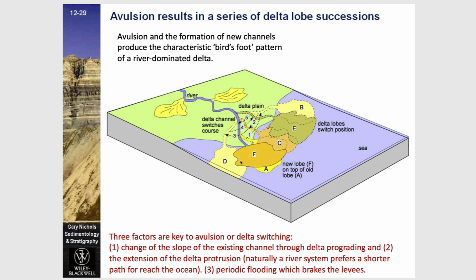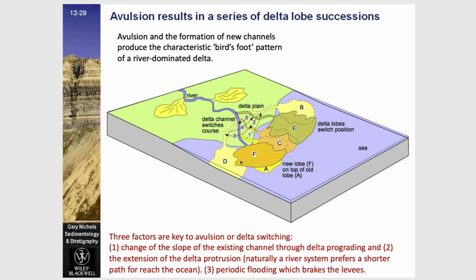And this usually causes a preference. Many times a protrusion will extend the distance that the water needs to travel before it reaches the mouth of the delta, and so this often causes an instability. Naturally, a river system will prefer a shorter path to reach the ocean, which often leads to a change in the course of the river system and causes avulsion.